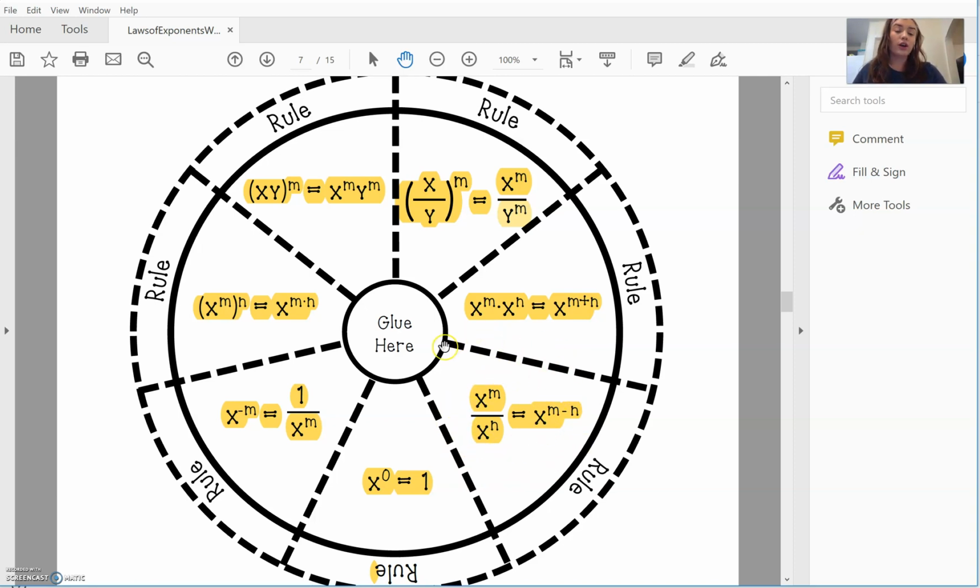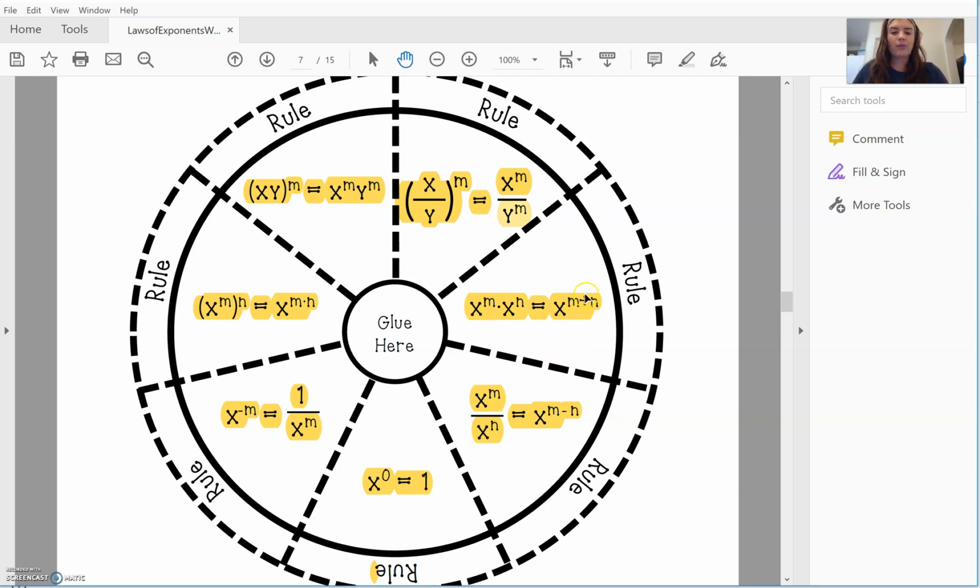Okay, if we go over to the right, another one, this is the quotient rule. Okay, quotients are found when you divide. So there's this little fraction bar. We have x to the m power over x to the n. We subtract our exponents when we do that. Okay, so if we had x to the 4th over x to the 2nd, 4 minus 2 would give us x to the 2nd power.